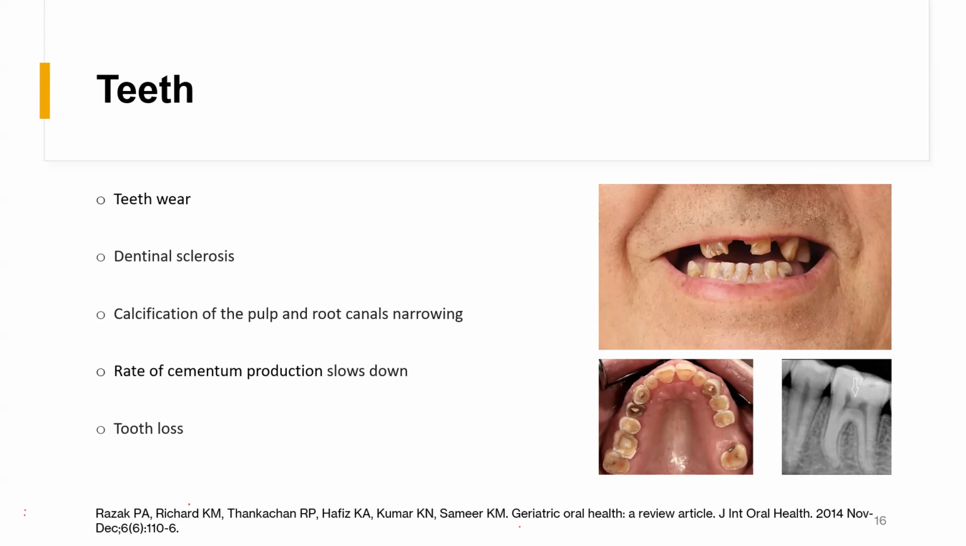Now, a second change is dentinal sclerosis due to continuous formation of secondary dentine with age. Also, calcification of the pulp and narrowing of root canals often lead to decreased sensitivity to stimuli. And with age, the rate of cementum production slows down, leaving geriatric patients at higher risk for developing root caries. And finally, with age, the risk of tooth loss increases.